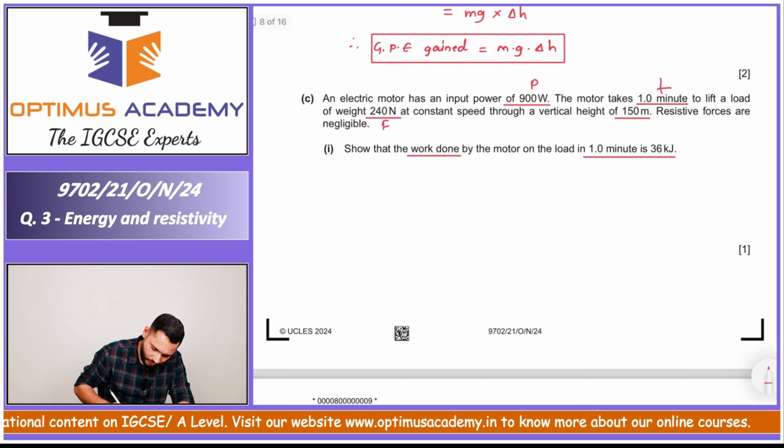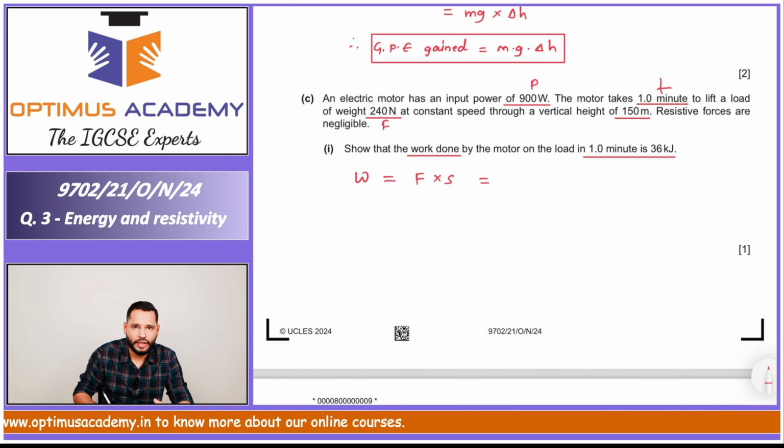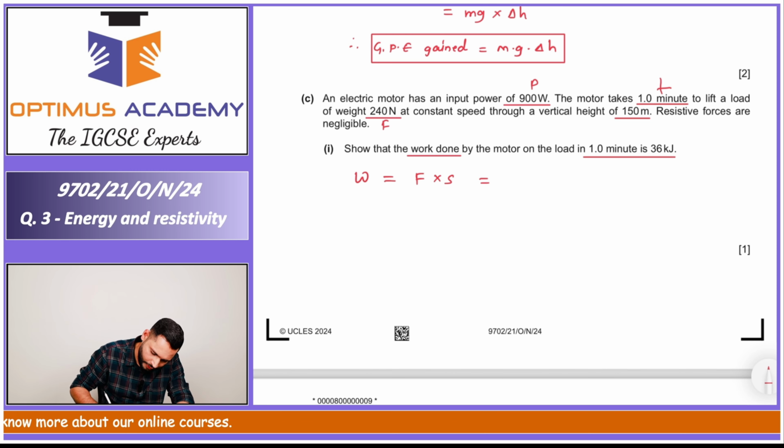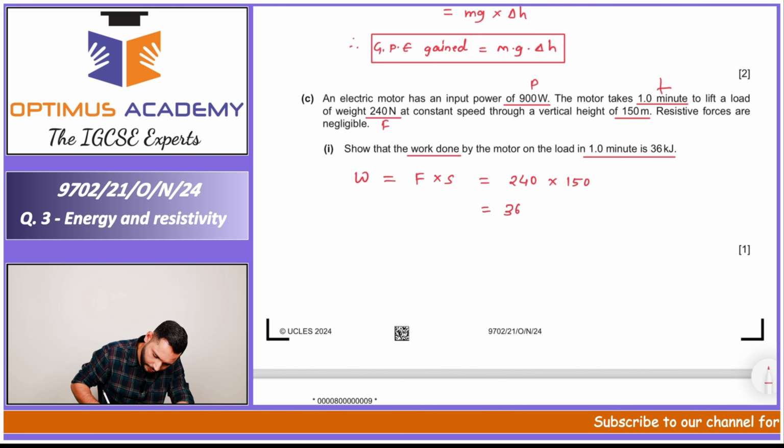We just now worked out the formula for work done. It is force multiplied by displacement. How much force are we supposed to apply for having constant speed? It should be equal to the weight of the object. So it will be 240, and we are lifting it to the height of 150 meter. So 240 multiplied by 150, we get answer 36,000, which is 36 kilojoule.